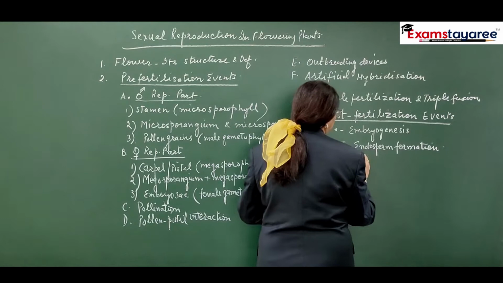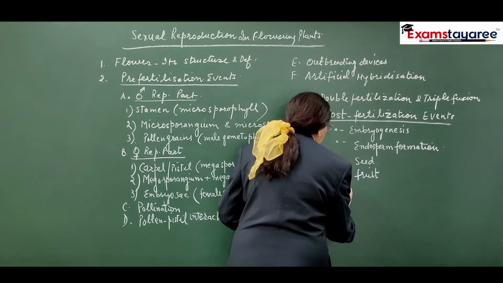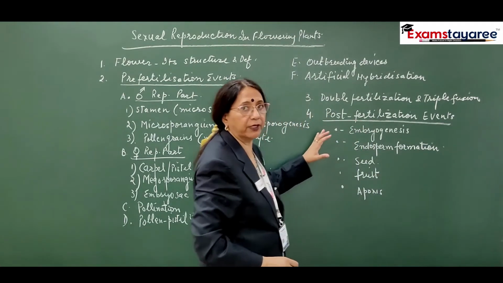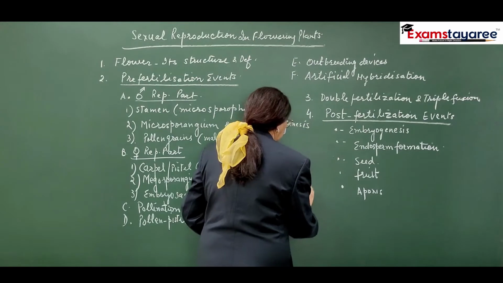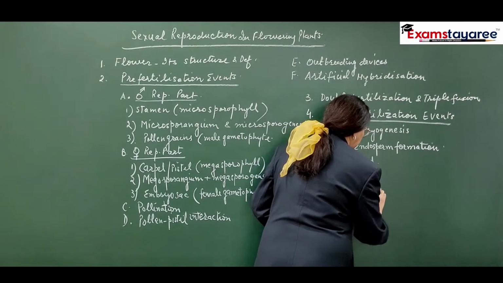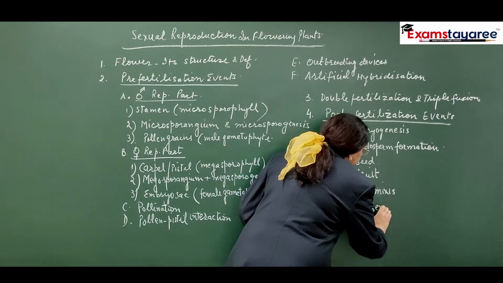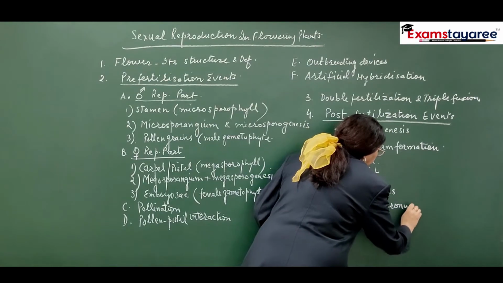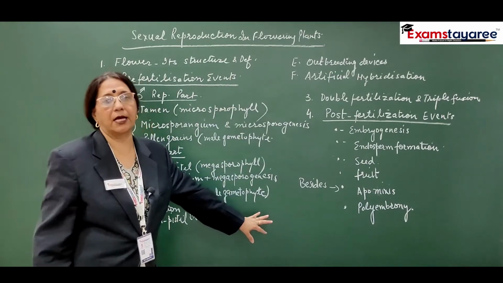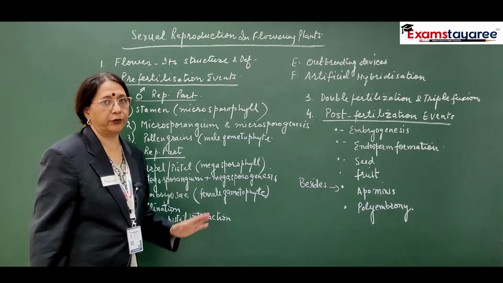Along with this, we will be studying seed, fruit, apomixis, which is not actually a post fertilization event, but another concept, and polyembryony. So under sexual reproduction of flowering plants, we are going to study all these aspects one by one. So let us start with structure of flower.